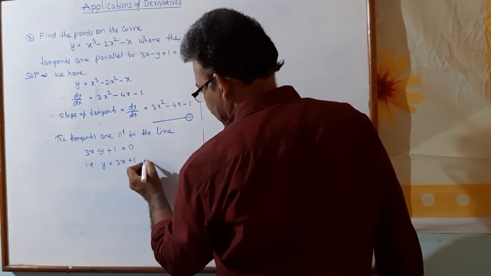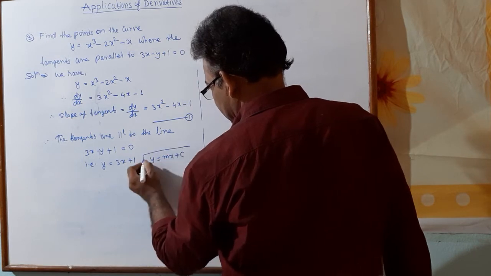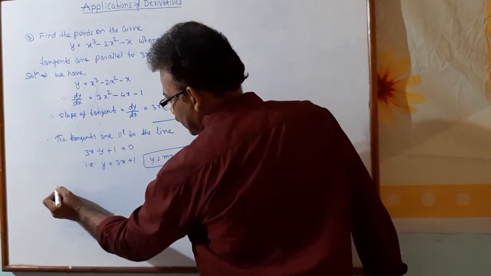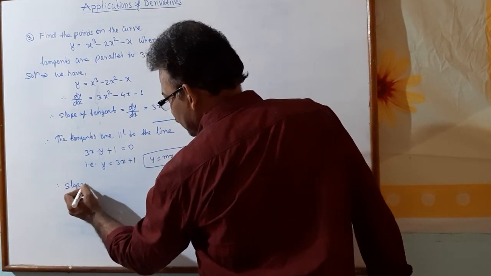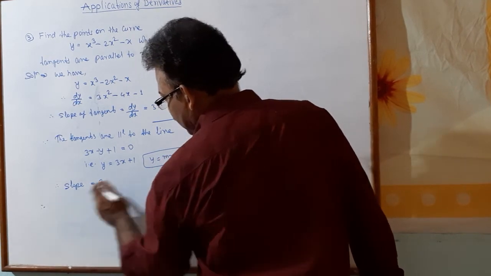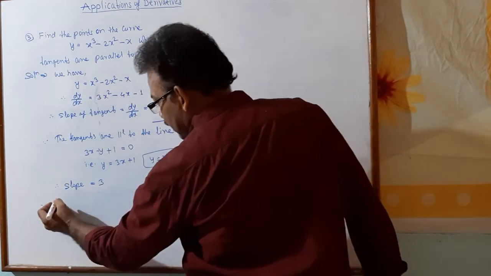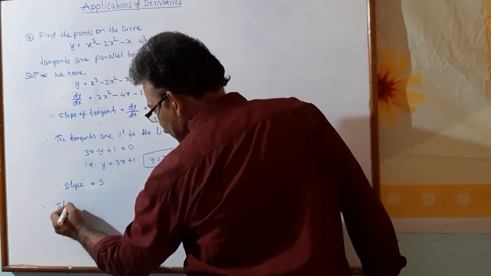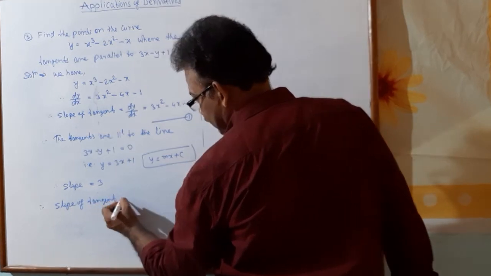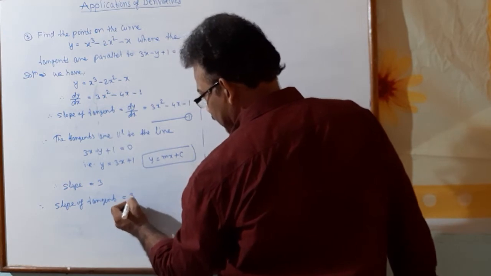Compare this with the line y equal to mx plus c. Coefficient of x is nothing but slope. So here slope is 3, and therefore slope equal to 3. And note that the line is parallel to the tangent, that is given. That means the slope of tangent is also the same as the slope of line. So the slope of tangent is also 3.